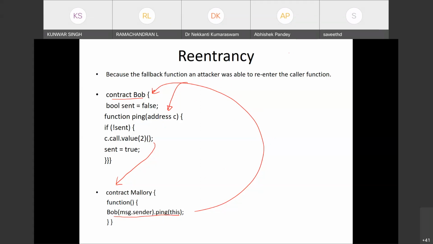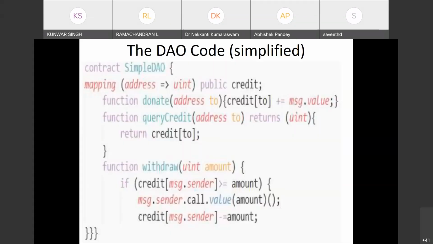Is that clear? Any doubt up to this point? Okay. Now for the DAO attack, we see the DAO code. This code is a simplified one. The real code will be bigger, but this is the simplified version of the DAO code.